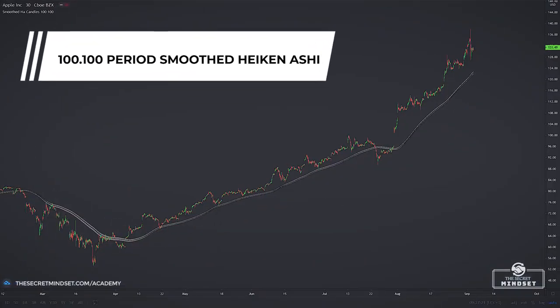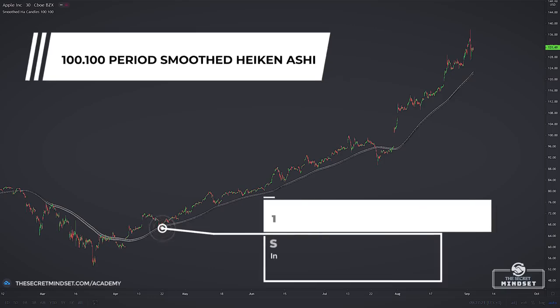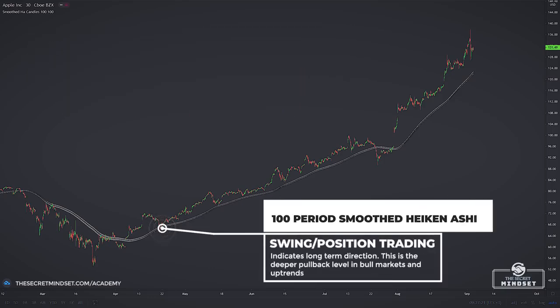If you enjoy swing trading or position trading, you can use the 100-period smoothed Heiken Ashi, which indicates long-term direction. This is the deeper pullback level in a bull market and uptrends. It usually presents a great risk-to-reward ratio in bull markets.